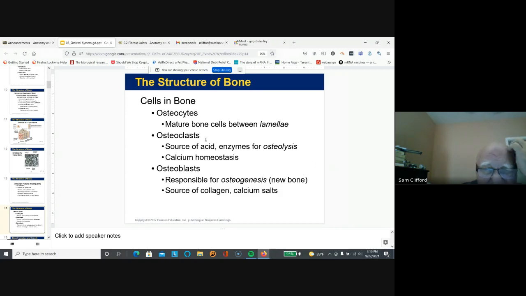Osteocytes are the mature cells that live in the lacuna. Osteoclasts break down bone. Osteoblasts start the process of generating new bone. They make collagen and calcium salts. Okay, so notice three types of bone cells and the functions of each of these three.